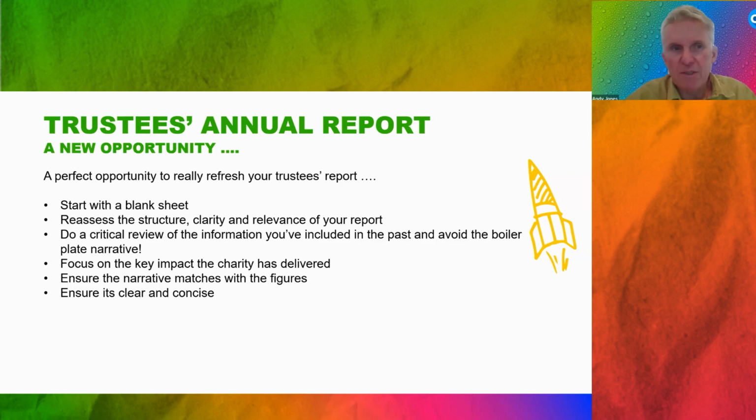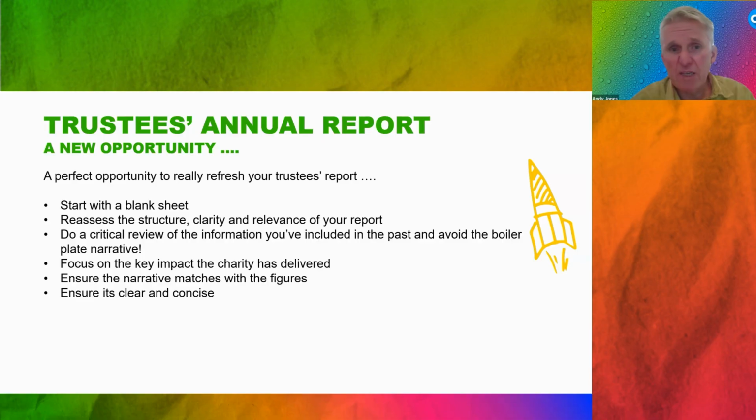Avoid boilerplate narrative. Look at the structure, the clarity, and the relevance of your report to those stakeholders, those key users of your accounts, and really ensure that you're getting that linkage from the narrative to your numbers. Keep coming back to that. Does this narrative explain our numbers? Is it explaining what we've achieved? Focusing on the impact the charity has delivered, that's the public benefit test. So I see that as a really key development, and something to really focus on.